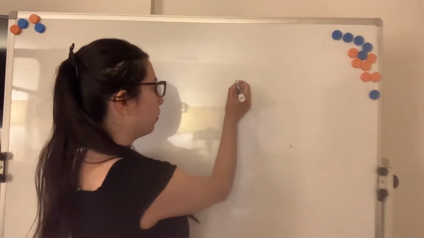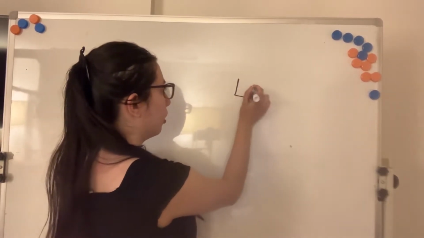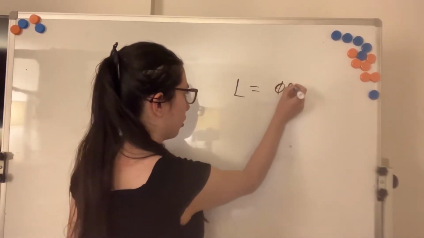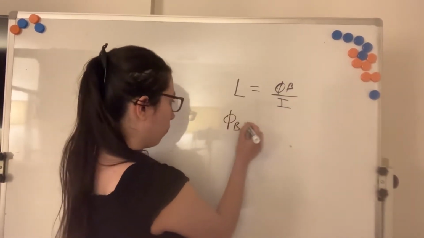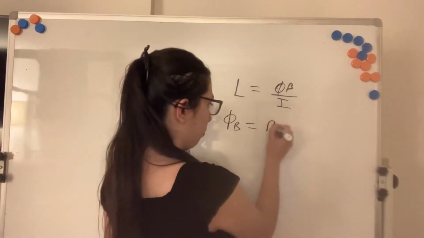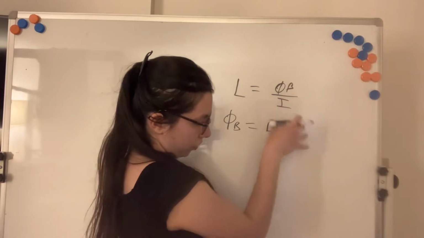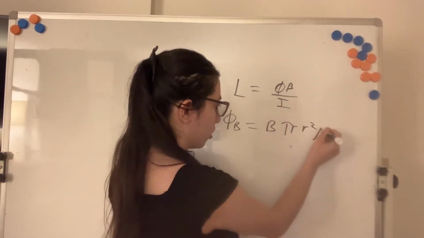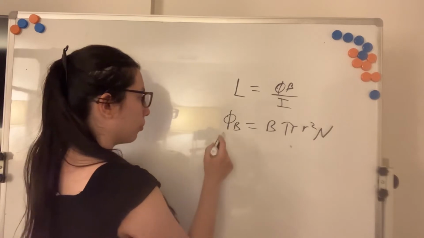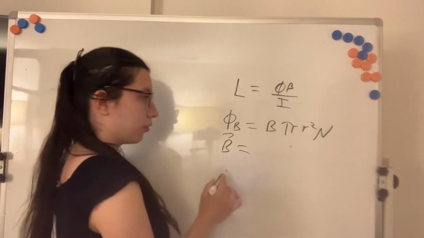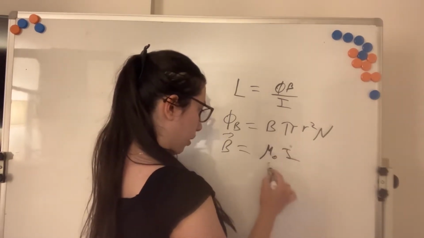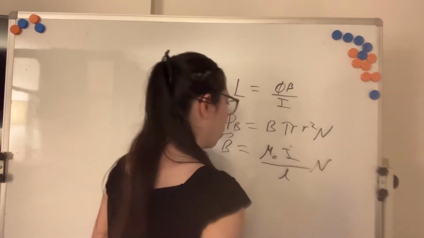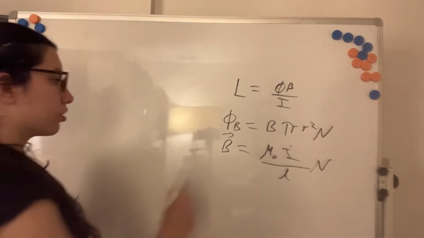In the previous video, we saw the self-inductance of an inductor is L equal to the change in magnetic flux divided by the current. We found that the magnetic flux, for example in a solenoid, is the magnetic field times the area of one of the coils, πr², times the number of coils. And we found the magnetic field is equal to μ0 times the current divided by l, times the number of coils. So we can substitute this here.